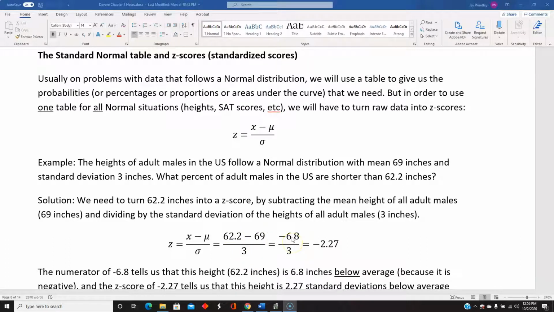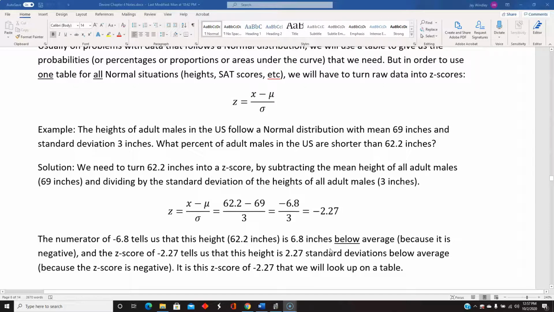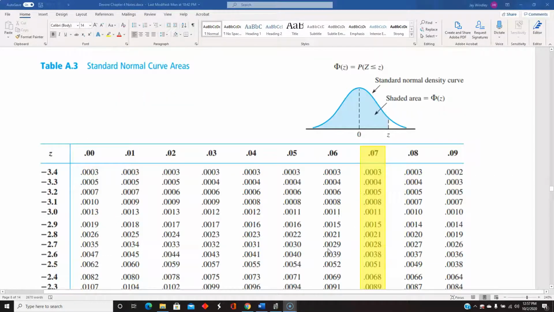So when we just subtract the mean, that tells us that 62.2 inches is 6.8 inches below average. But then when we divide by the standard deviation, the significance of this number is that the 62.2 inches is 2.27 standard deviations below average. So the z-score transforms our original data into standard deviation units. So a height of 62.2 inches is 2.27 standard deviations below the mean. And this negative 2.27 is what we're going to look up on a table.